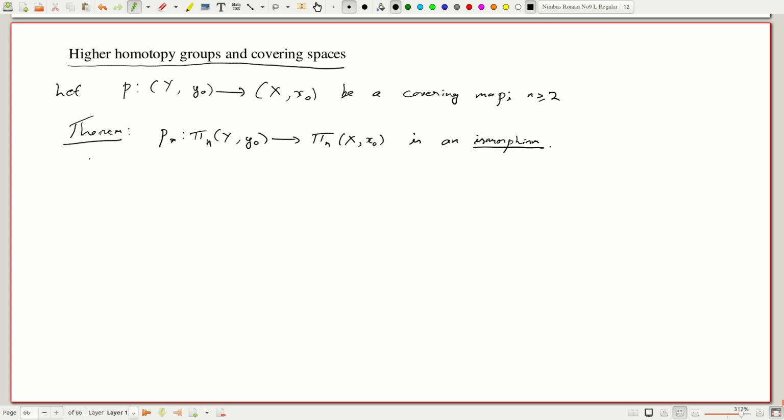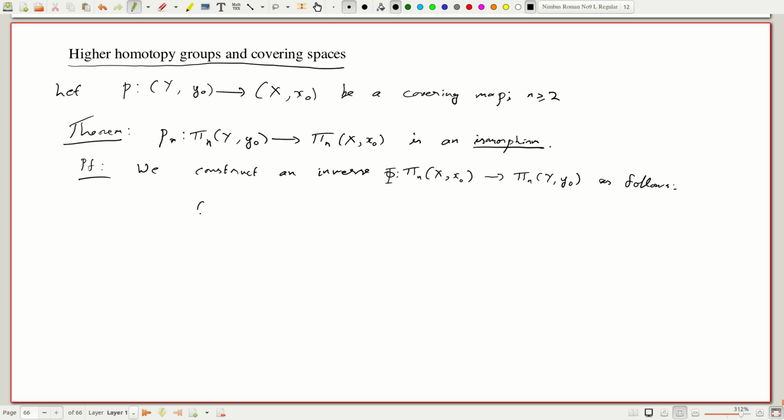So let's see the proof: we construct an inverse. Verification that this is an inverse is a completely routine thing, so I won't do it. However, I'm constructing this inverse. Okay, so we'll give it some name. Let's call it phi or something, from pi n of (X, x0) to pi n of (Y, y0), as follows.